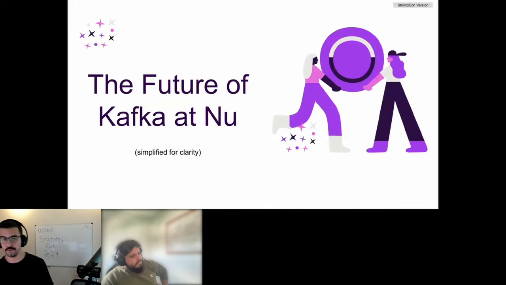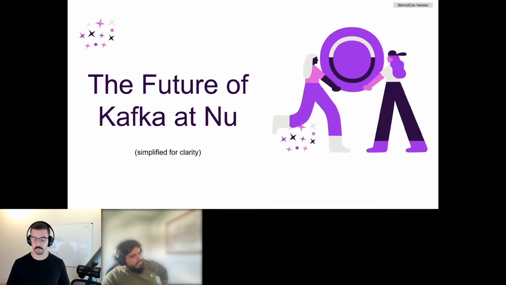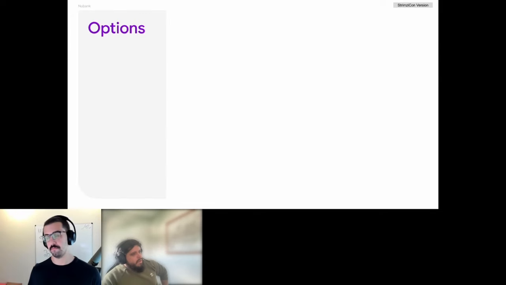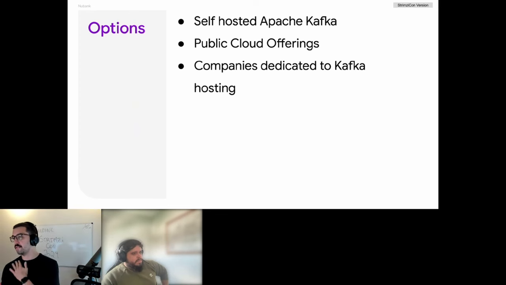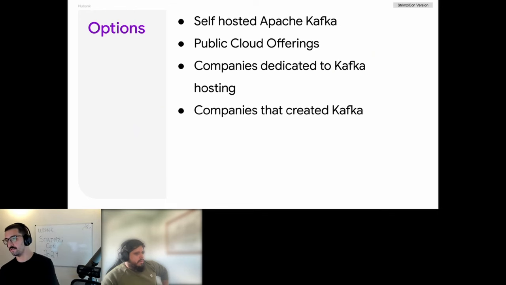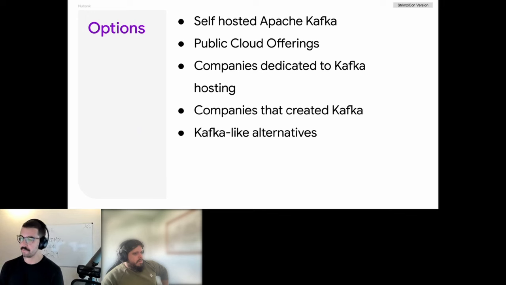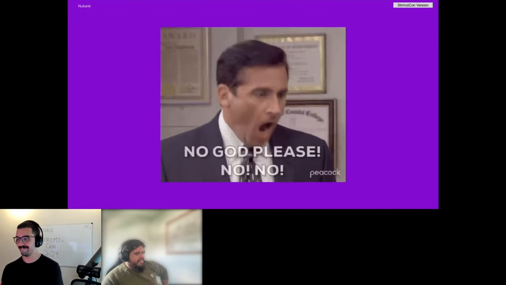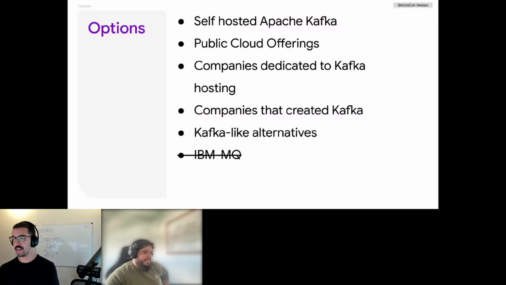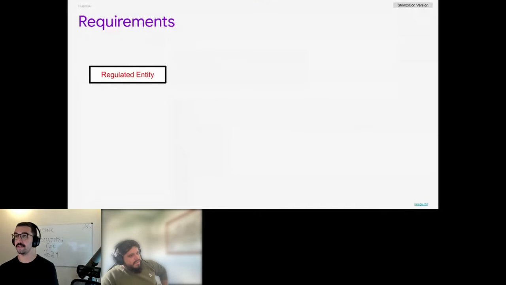So we set out to define the future of Kafka at Nubank. And we had some options. We could use self-hosted Apache Kafka like we did. We could use some public cloud offerings. There are some companies dedicated to Kafka hosting. There are companies that created Kafka-like alternatives, compatibles, or IBM MQ. Of course, we chose IBM MQ, and that's the end. No. So with IBM MQ crossed out, we started to think about the requirements.